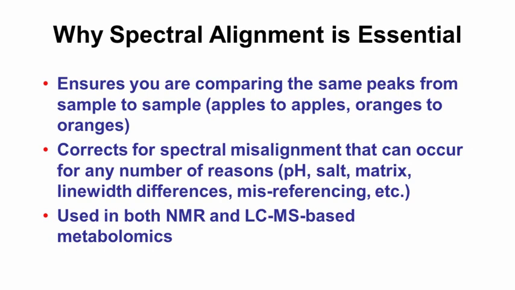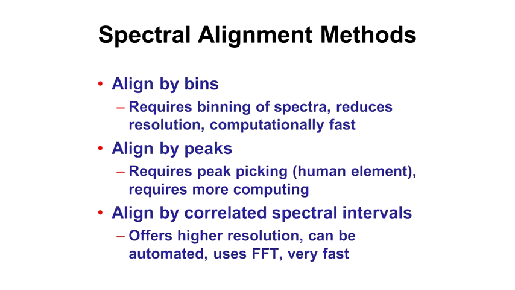Now to do spectral alignment, there are several routes. In the earlier days, when computers weren't so fast, people would align by bins. They would go through the spectra and draw squares or rectangles around all of the regions. This effectively reduces the resolution, but it makes the calculation of alignment very fast and very simple.